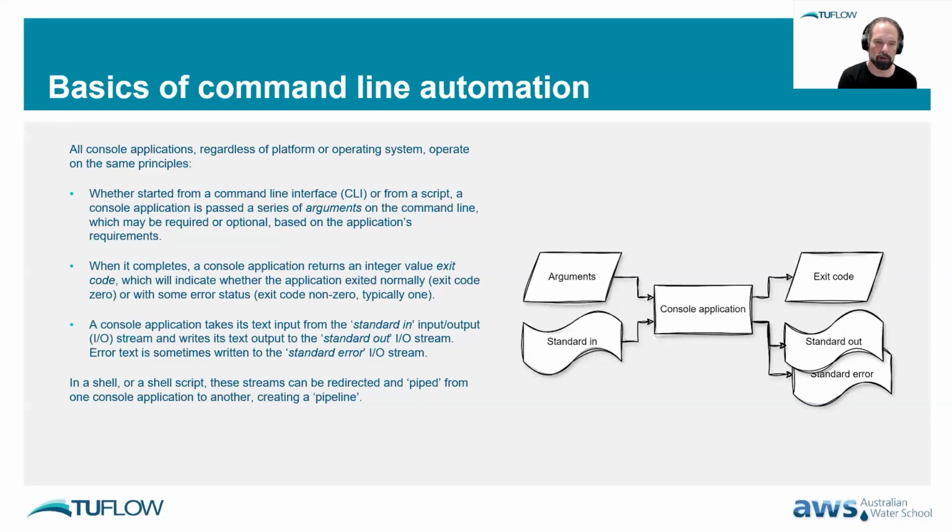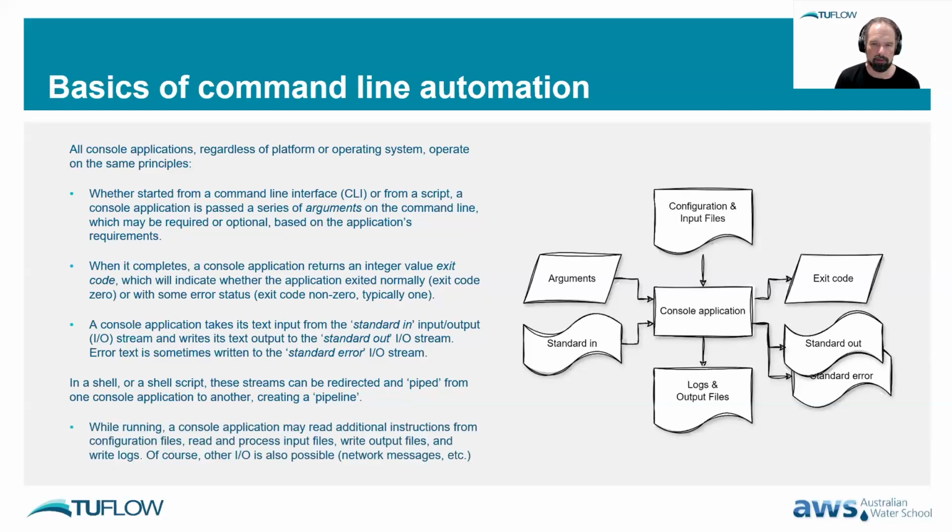And in a shell or in a shell script, these streams can be redirected, sent to a file, for example, or piped from one console application to another. So you could have a whole chain, a pipeline of console applications running, where one console application takes the output of another one and turns it into its own input, processes it some more, and produces more output. So these are all very important basic ideas to understand about console applications.